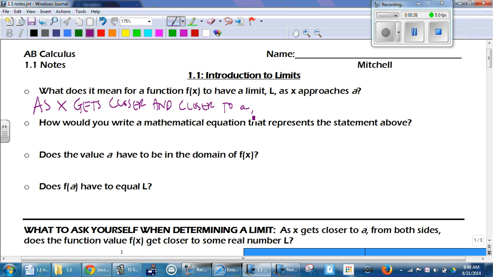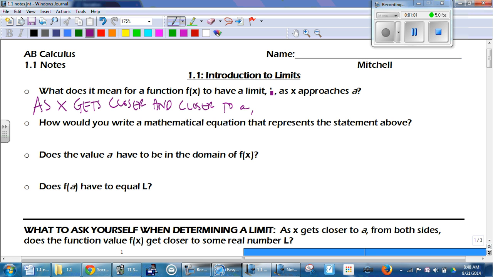What's happening? Well, let's look back here. It says the function f of x has a limit L. So what does f of x represent? Y. It's a fancy way of saying y, right, for a function. So as x gets closer and closer to a, what's happening to y? Bigger or smaller? It's kind of doing the same thing as x. It's getting closer and closer to something. What's the y value going to get closer and closer to?